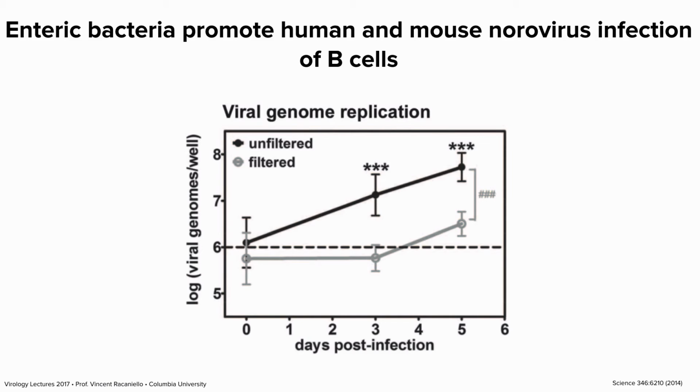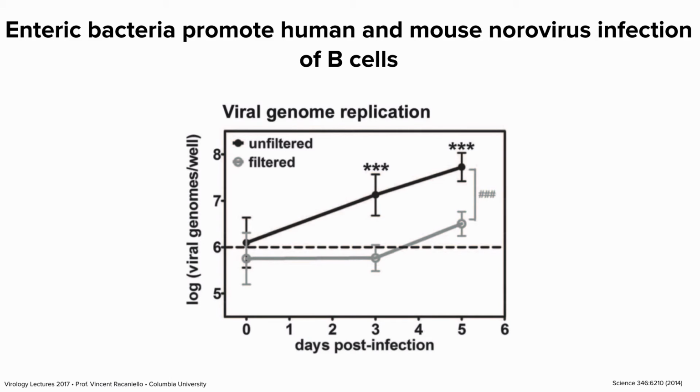And these are cultured B cells, and they're infected with a norovirus preparation which has been filtered to remove bacteria or unfiltered. And you can see the filtered preparation, there's very little virus replication, whereas the unfiltered prep, there's lots of replication. So why did people even look at this?